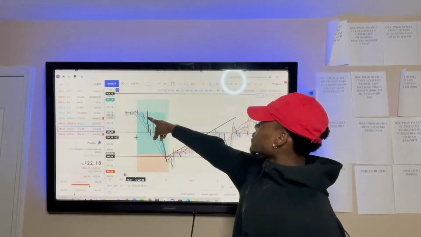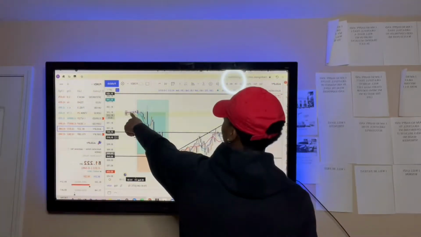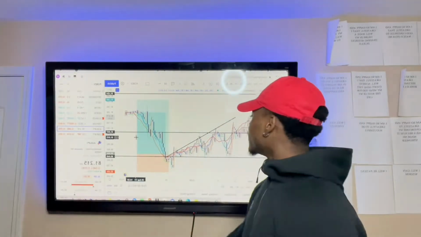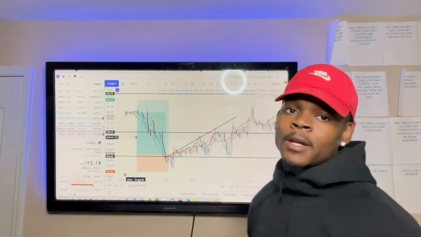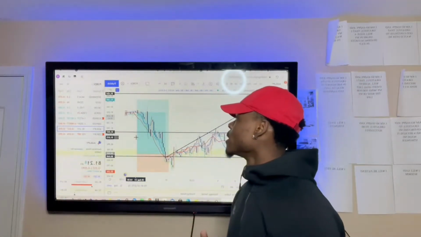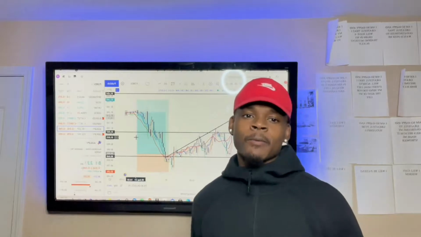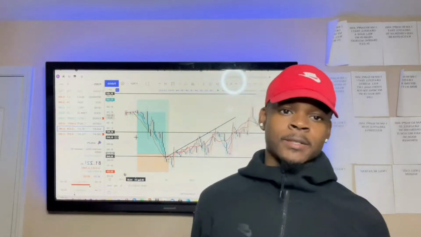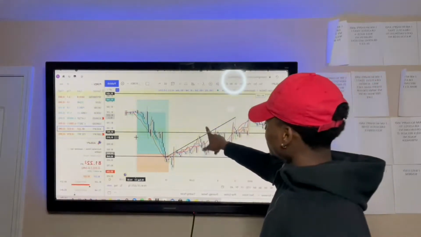Now I did close this one out. It did not go to my TP, but I did close out once it started consolidating right here, because I don't like that type of movement. I pretty much like my bullish momentum to keep on going, and the moment I see consolidation, especially when I am in high profits, I'm gonna take my profits, because you don't really know what direction the market is going to move in after that consolidation period. So I went ahead and took my profits, and yeah, that was the setup.